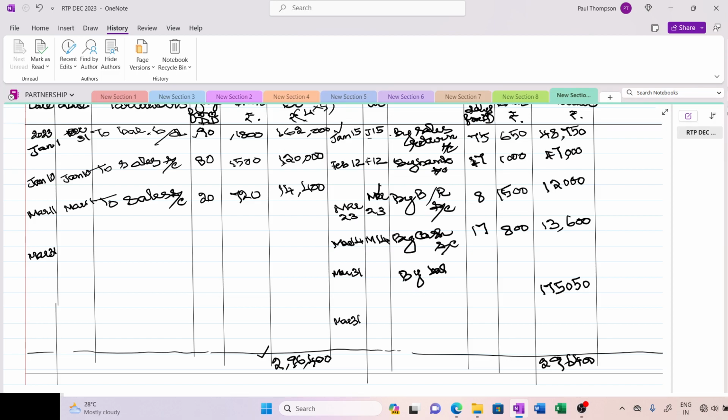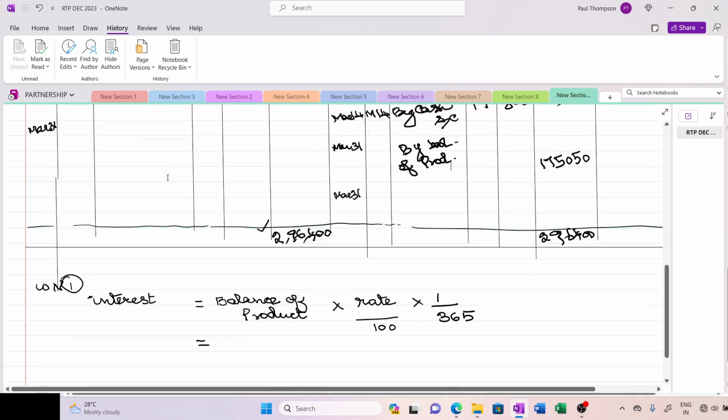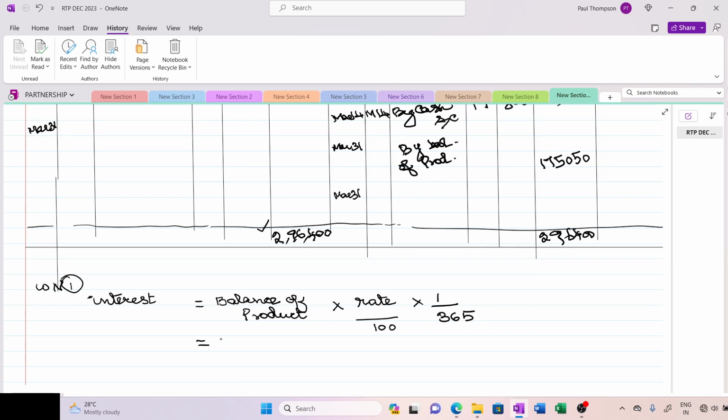By balance of product. So for this amount only, we are going to find out the interest. So you have to write the formula here like this: balance of product into rate into 1 by 365. Why do we write 1? Because we have already multiplied by the number of days from the date of receival or date of payment. We have calculated already the number of days. We have multiplied it by that. So we have to write only 1.